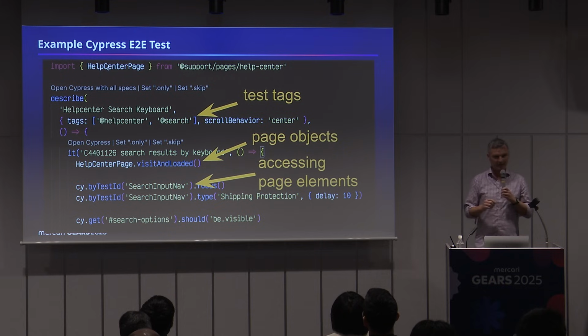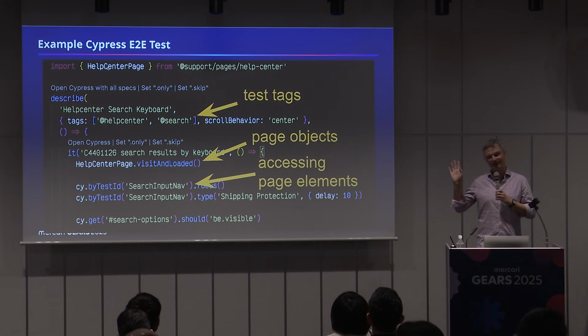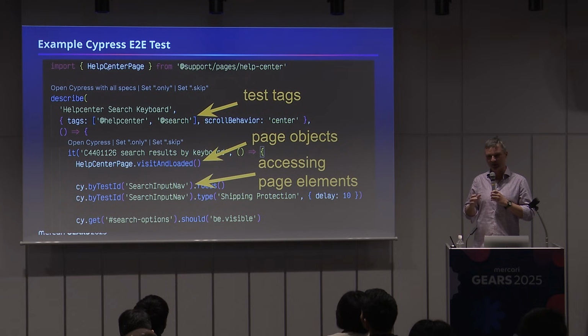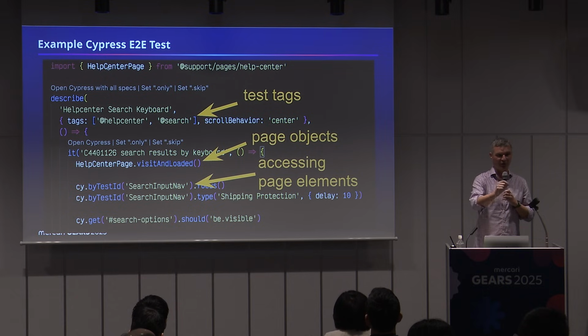We use data test IDs to access elements. It's pretty uniform, but allows us to perform like interesting things, including picking the tests to run. It's pretty standard for us that if you see a data test ID attribute on an element, that's an attribute that will be used for end-to-end testing.